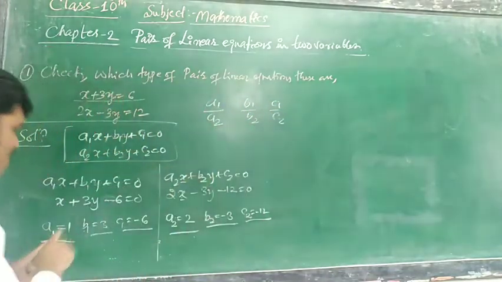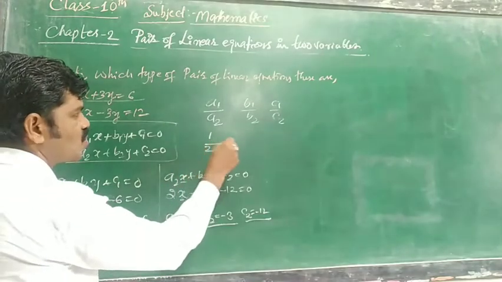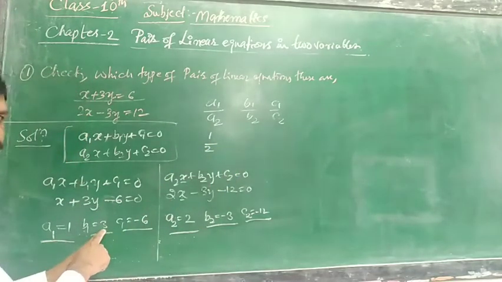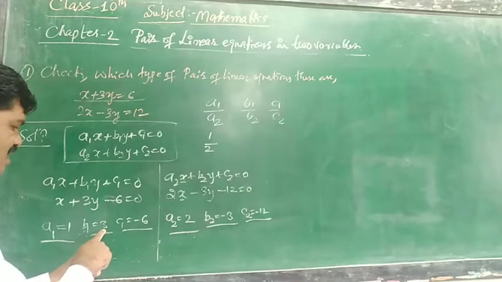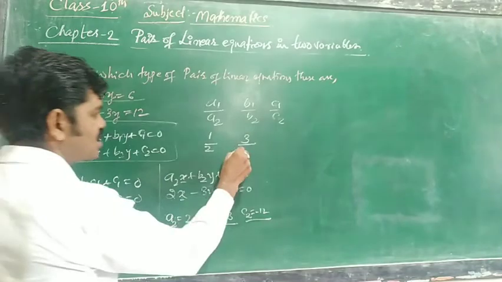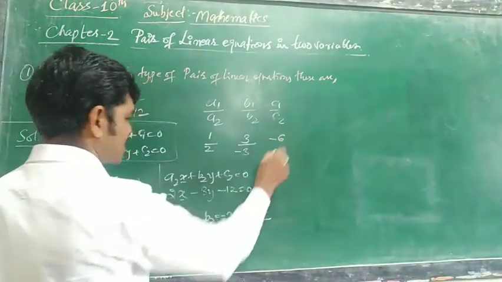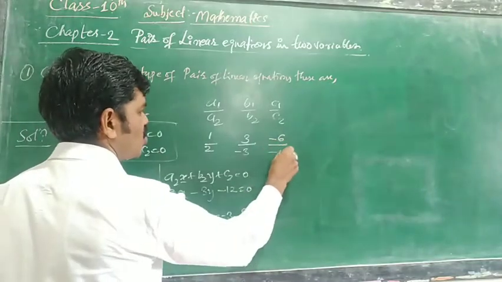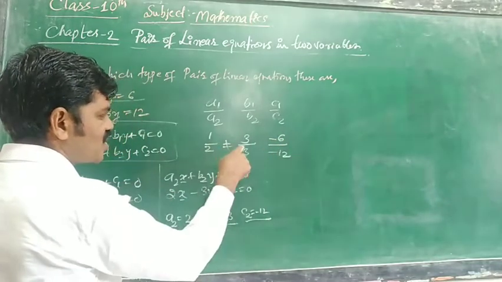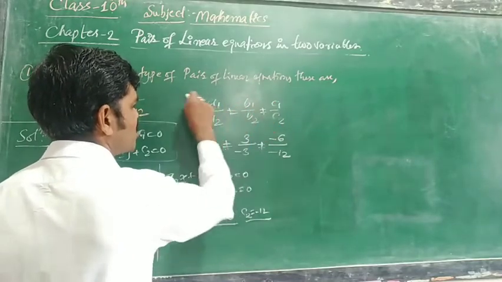See, what is the value of a1? That is 1. What is the value of a2? That is 2. What is the value of b1? That is 3. What is the value of b2? That is minus 3. What is the value of c1? That is minus 6. And c2 is minus 12. This is not equal to this and this is not equal to this.